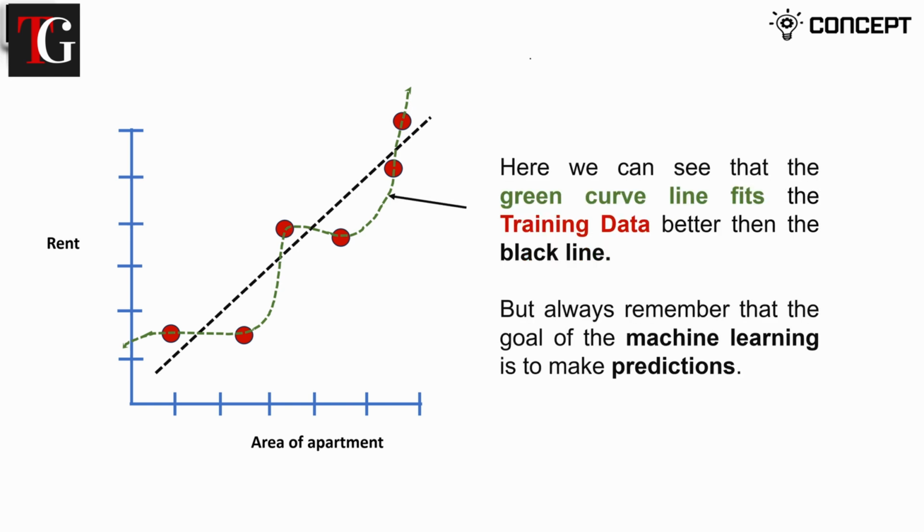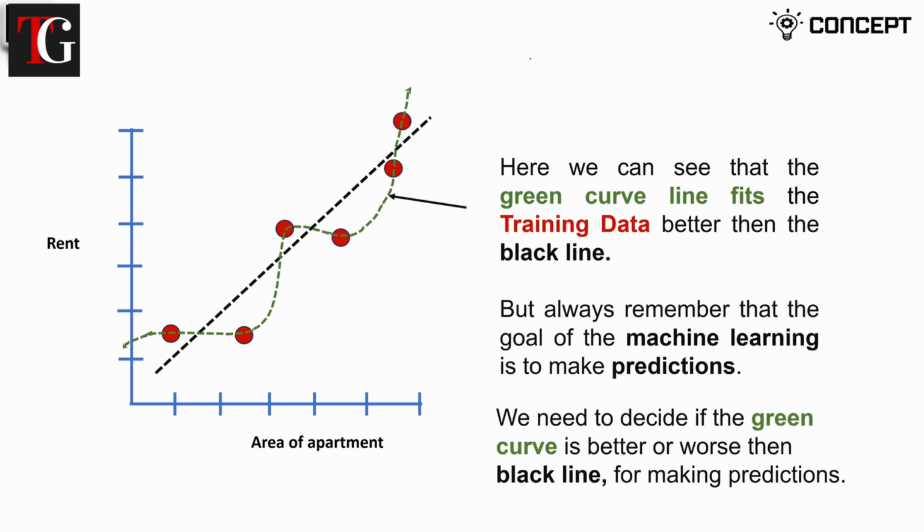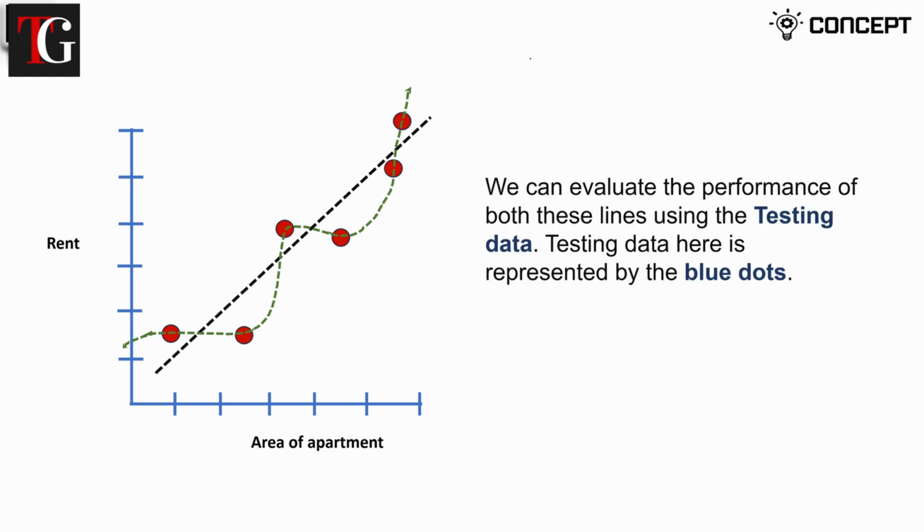Here we can see that the green curve line fits the training data better than the black line. But always remember that the goal of machine learning is to make predictions. We need to decide if the green curve is better or worse than the black line for making predictions. We can evaluate the performance of both these lines using the testing data. The testing data here is represented by blue dots.